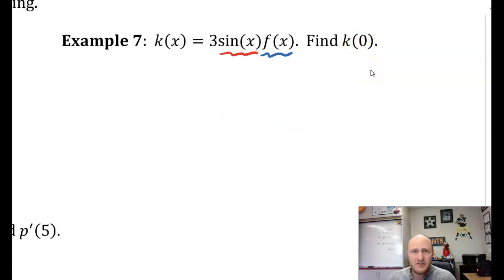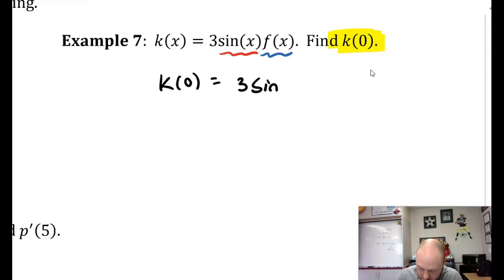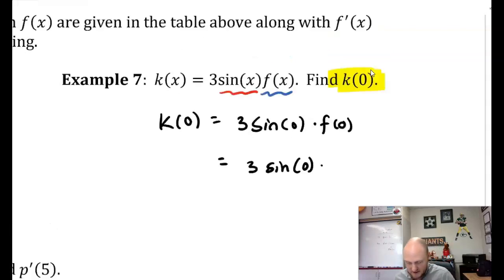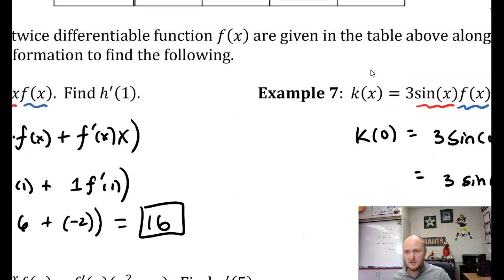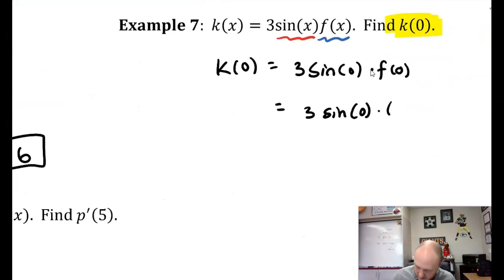Hey, that's just a function. Check this out. Do they want a derivative here at all? No, they just want k of 0. K of 0. Well, that's 3 times sine of 0 times f of 0. Okay, so that's 3 times sine of 0, which maybe you know that that is 0, times f of 0. Okay, well, f of 0 is negative 4. Negative 4. Okay, and so all of this just gives me 0.